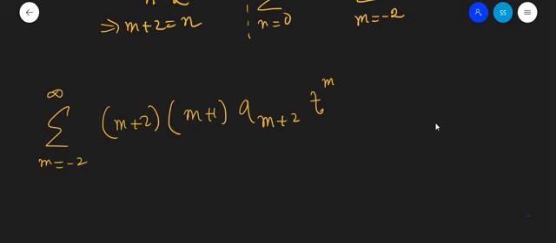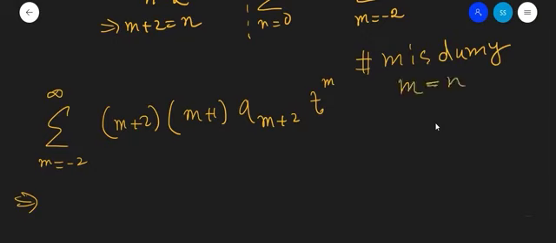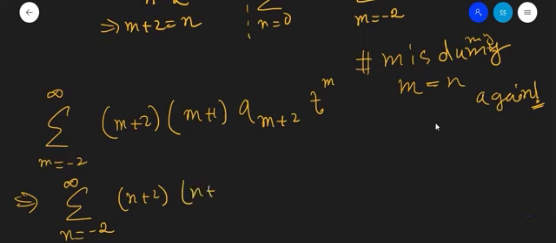But then again, this m is what? This is a dummy variable, right? So m is dummy. So now what are you going to do? To keep things convenient, you're just going to replace m with n again. This might seem a bit absurd, but it's perfectly logical because m is a dummy variable. It can take any form it wants. So what you write now is the sum from minus 2 to infinity, n plus 2, n plus 1, a n plus 2, t to the power n.